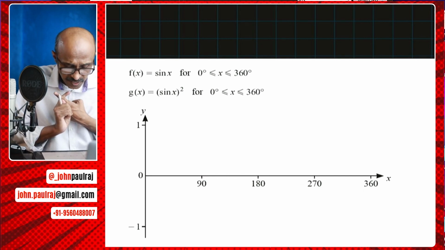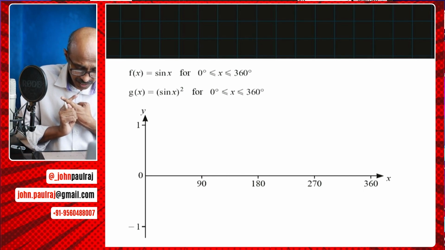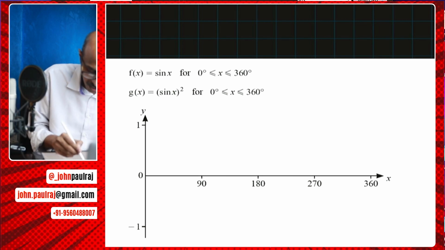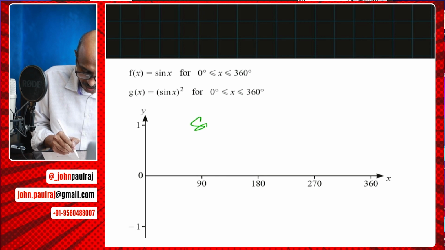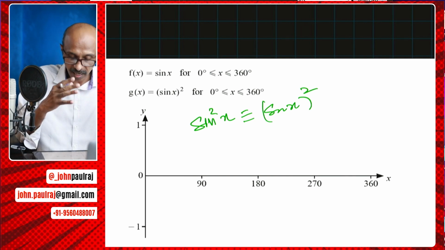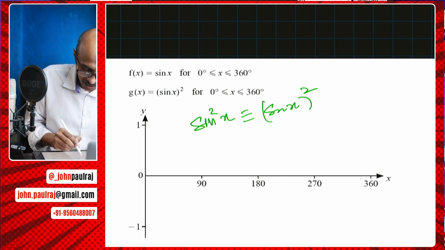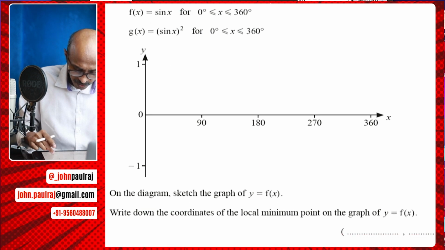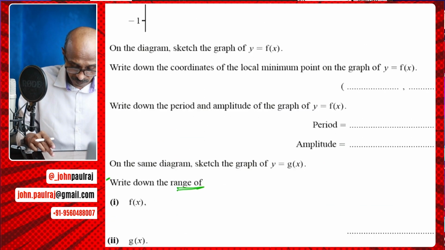So f of x is sine x, and g of x is sine x the whole square. Just for the sake of notation, if you ever see sine square x, that's the same thing as sine x the whole square. Likewise, if there was sine cube x, it just means sine x cubed. So we have been given these two functions, and you need to sketch the graph of f of x.